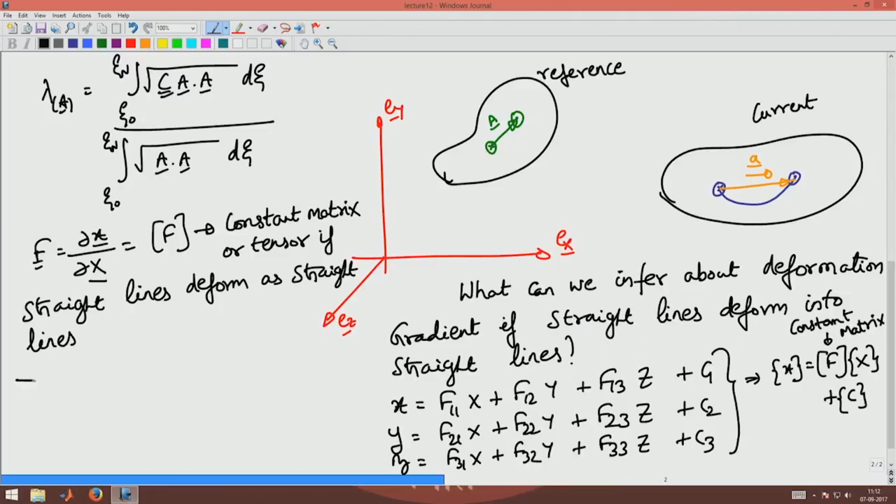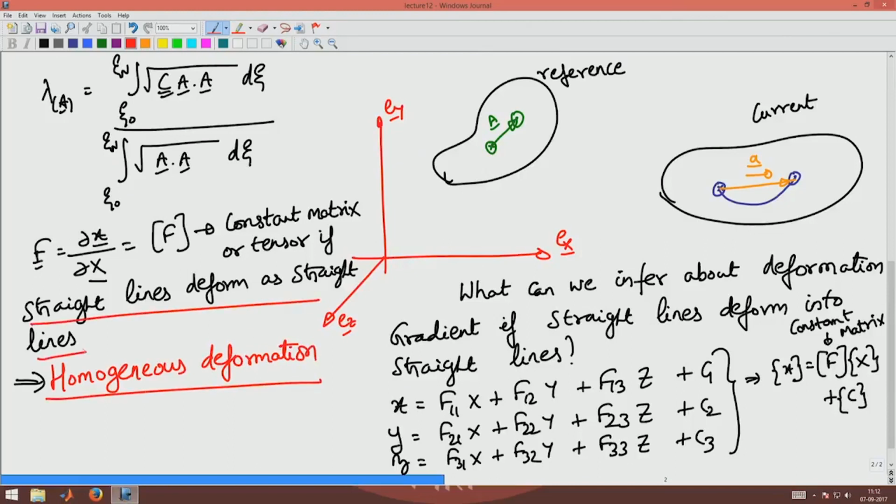Such a deformation is called homogeneous deformation. Homogeneous deformation is a deformation where straight lines will deform as straight lines. Okay. Such a deformation is called a homogeneous deformation.